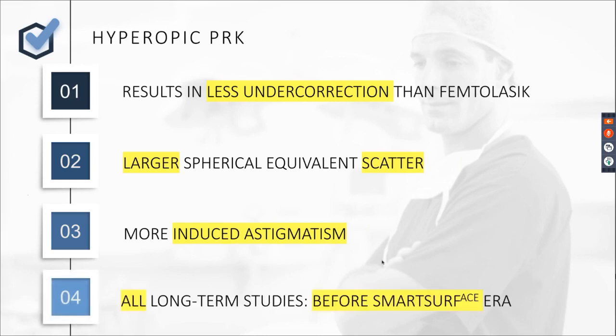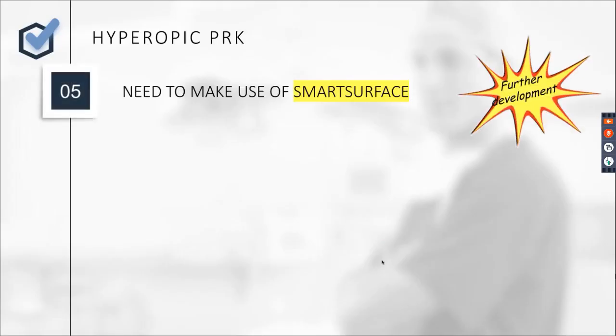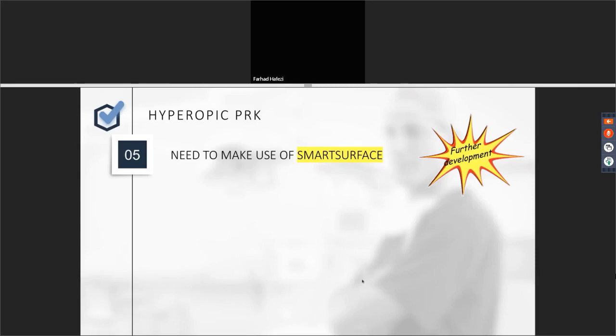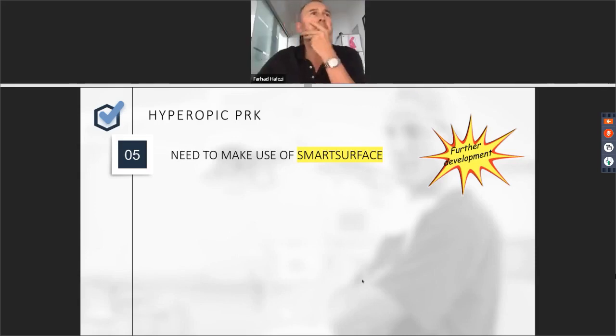All long-term studies have been done before the smart surface era, and that's why we need new long-term studies using the smart surface with Trans-PRK to see how it compares to femtoLASIK now. We need to make sure we use the smart surface, and I think we need to improve it further to the periphery instead of just focusing on the center. Maybe Farhad can do another study with the SCHWIND guys and see if we can improve the smoothness at the periphery. So take it one more notch further down.